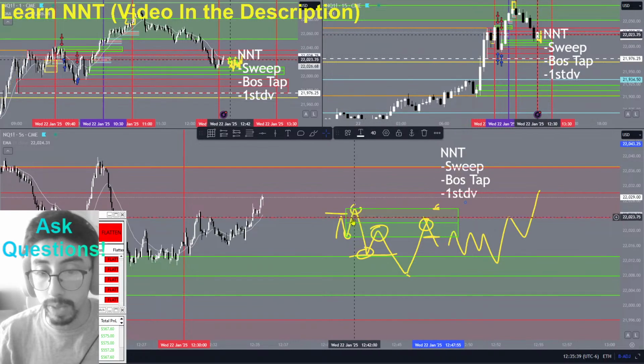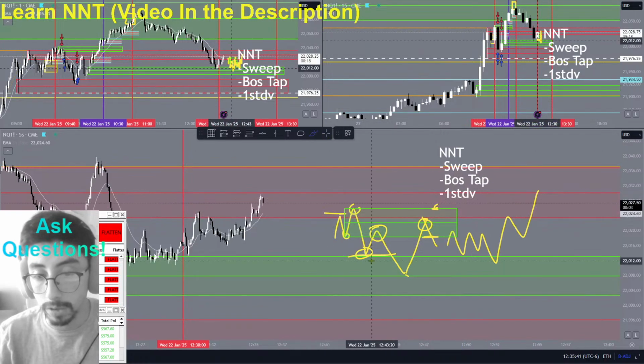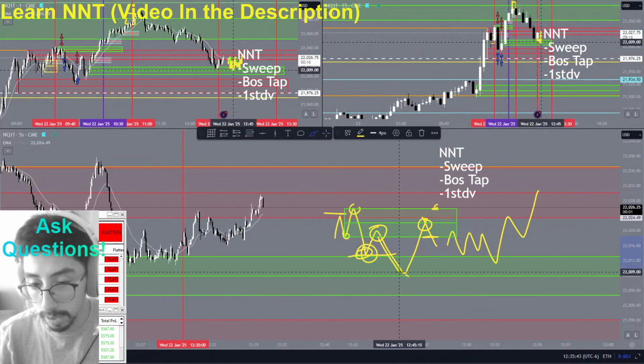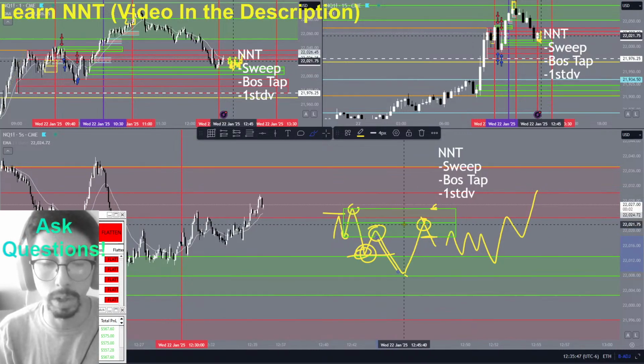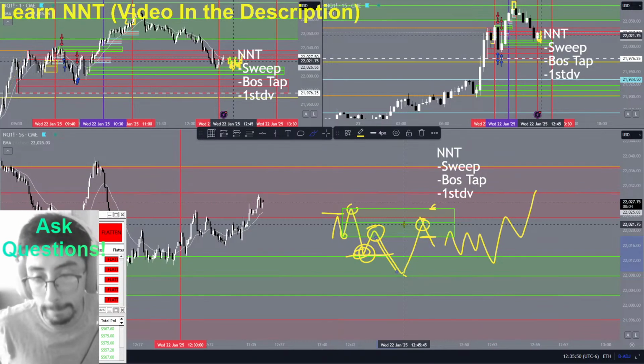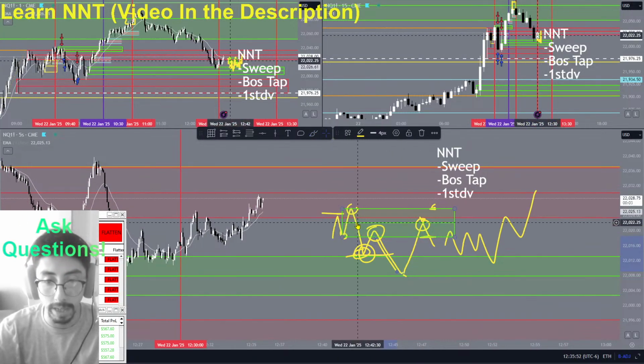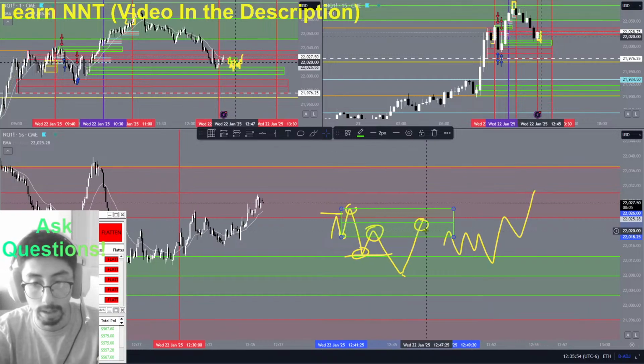So we just need a sweep, the break of structure after the tap, so that low gets taken, and then we reach 100% away, which is 1 SD. That just means 1 standard deviation. So I can show you to the upside. That was to the downside. Let me show you to the upside.